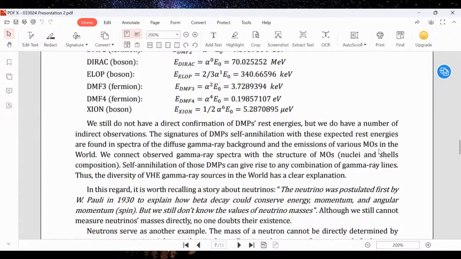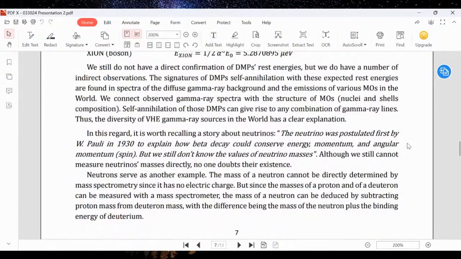We connect observed gamma ray spectra with the structure of macro objects, nuclei, and shells compositions. Self-annihilation of those dark matter particles can give rise to any combination of gamma ray lines. Thus, the diversity of very high energy gamma ray sources in the world has a clear explanation.